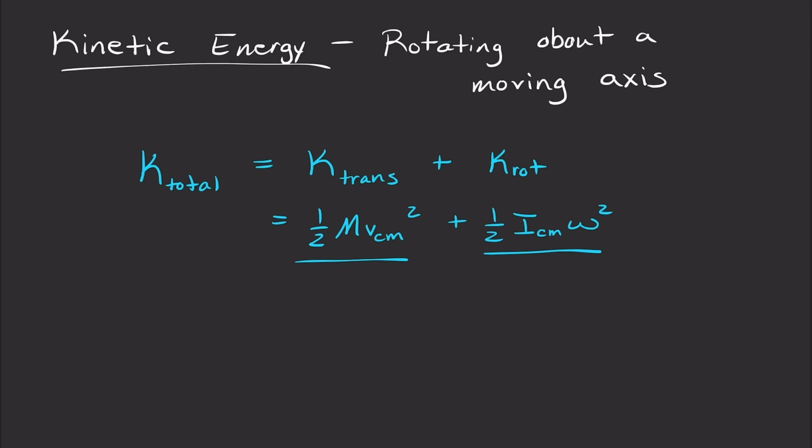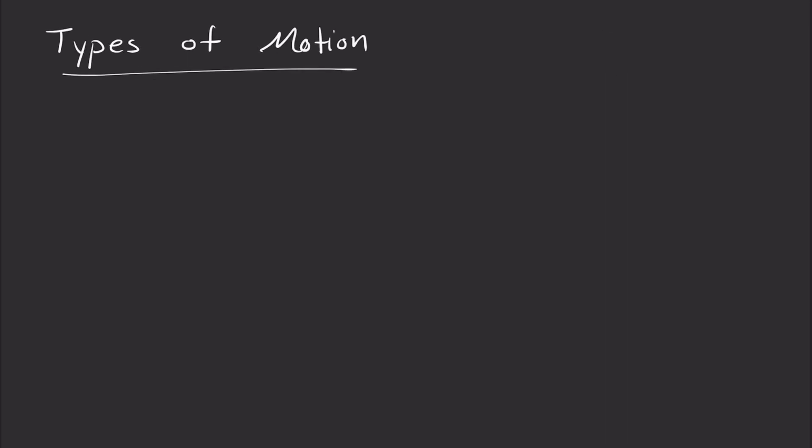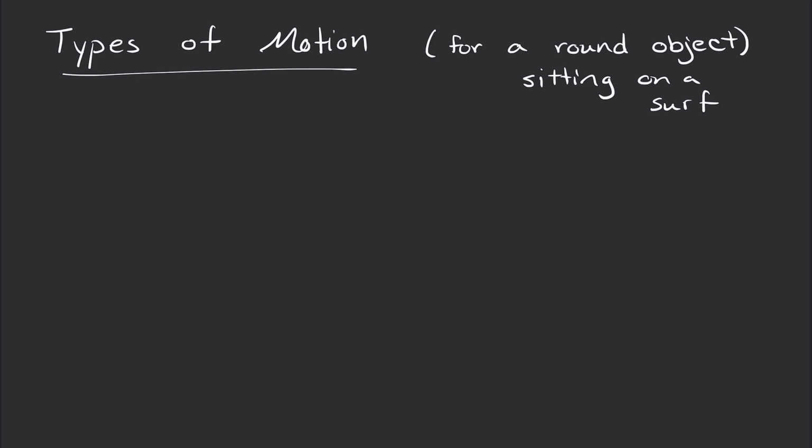And so now let's look at some different types of motion that you could have for a rigid body. So let's look at the types of motion for, let's say, a round object, because this is kind of more intuitive. So say you have a round object that is sitting on a surface. Okay, so first you can have the case where it is sitting still. So we also call this being at rest. Well, then your kinetic energy is just 0 because you're not moving.